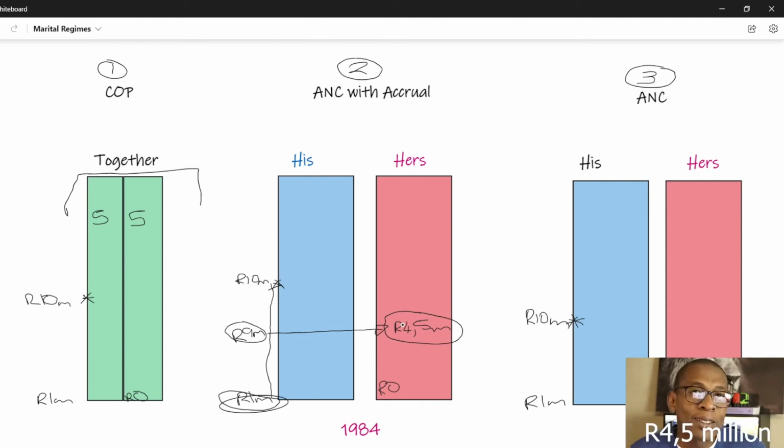So you can at least see in this scenario, we've cured the problem of saying, well, during the subsistence of the marriage, the wife did contribute, by raising the family, being a homemaker. But at dissolution of the marriage, she walks away with nothing, which is the out of community of property, which is the third option.